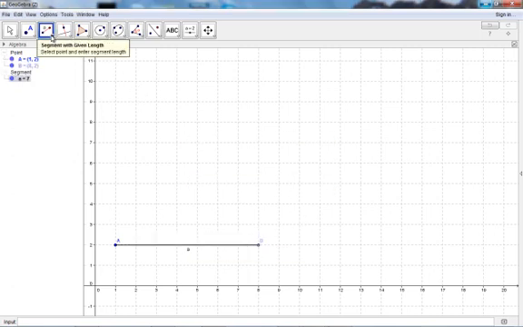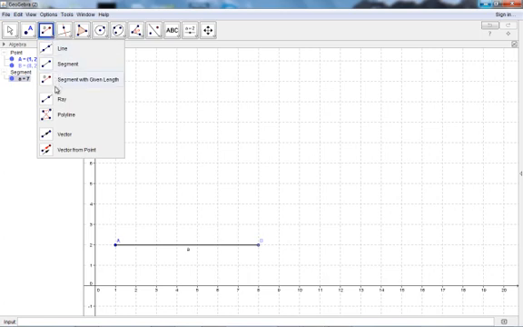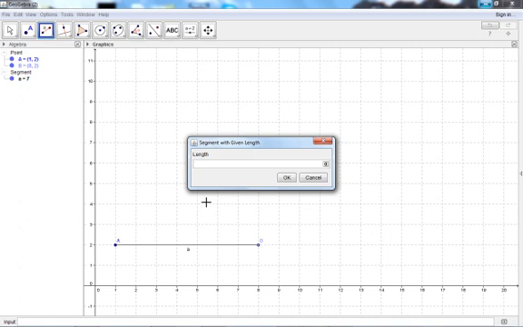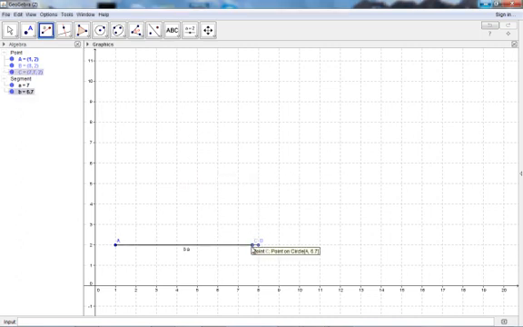And then you go to segment with a given length again. I'm going to go ahead and click on this point, and then it asks me, and I say 6.7 and push OK. And what it did is it put this point on top of that one. You see that? So the default for GeoGebra is to make a horizontal line. The first line I chose, length of 7, was out to B. The second segment I chose, 6.7, was out to C.